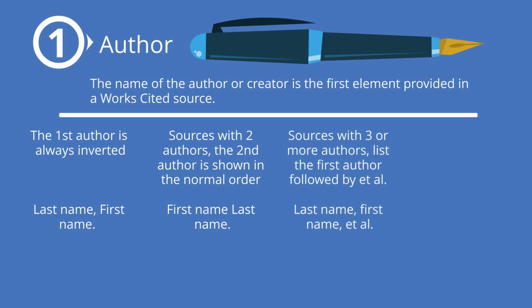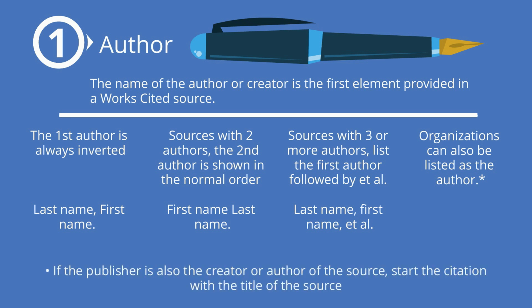For sources with 3 or more authors, provide only the first author's name in the inverted style, followed by et al. In some situations, an organization may be credited as the author or creator of a source. In that situation, use the name of the organization. However, if the organization is both the author and publisher of the work, start with the title of the source, instead of the name of the author.